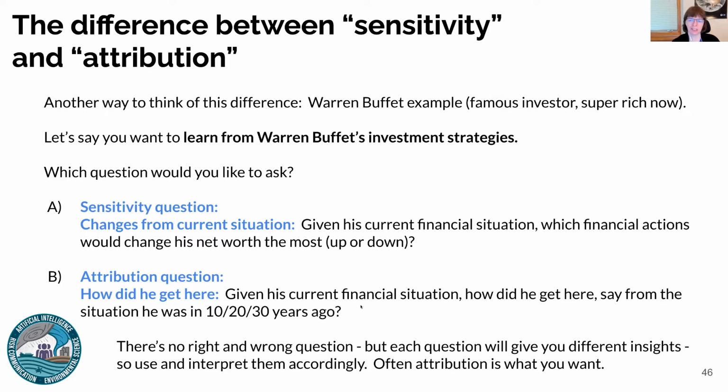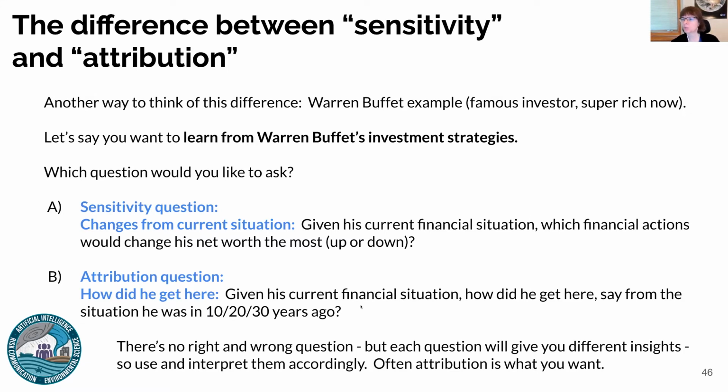From the current state, what changes the net worth the most, or what changes the answer the most? In contrast, the attribution question is more, how did he get here? Given his current financial situation, how did he get here, say, from the situation he was in 10, 20, 30 years ago? So it's asking a more global question. Still looking at the current sample, the current situation he's in, what got him here from some base state 10, 20, 30 years ago.